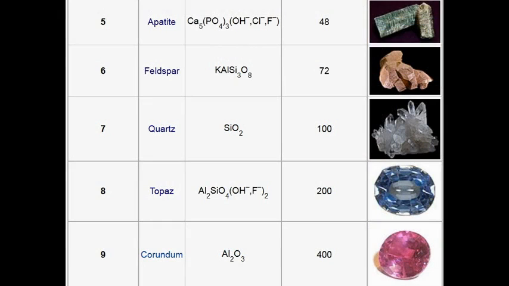Mohs scale is ordinal, showing only the order of hardness instead of how hard a material really is. Topaz with a value of 8 is half as hard as a ruby with a value of 9, and diamond with a value of 10 is 4 times as hard as ruby.